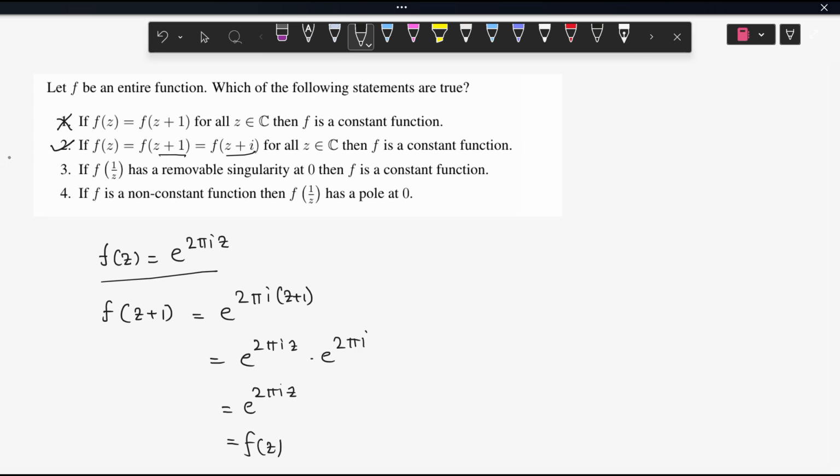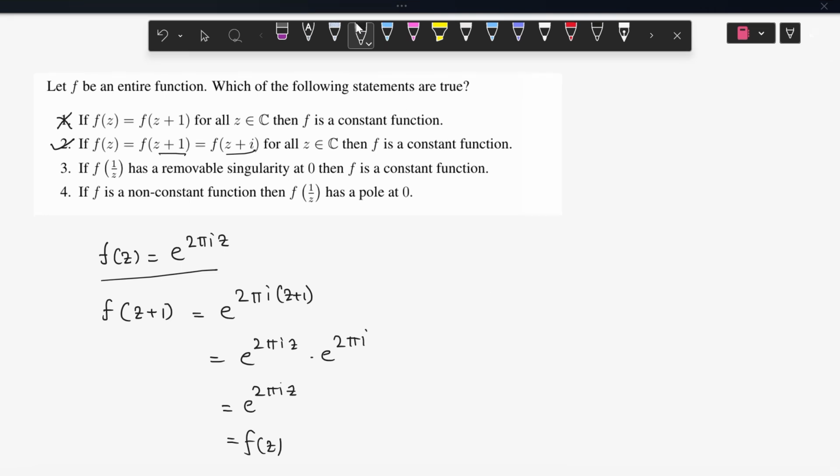Now let's talk about option 3. So what is option C3 saying? If f of z has a removable singularity at 0, then f is a constant function. So let g of z equal f of 1 by z. Okay? So what can we say here? g has a removable singularity at z equal to 0.